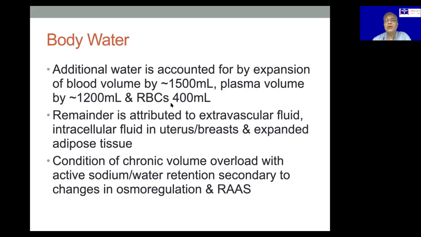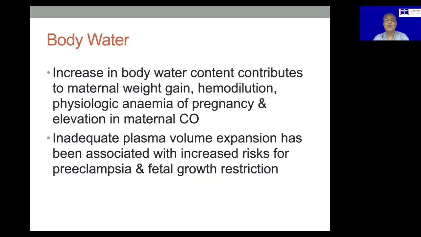The additional water is accounted for by expansion of the blood volume. The blood volume expands by about 1.5 liters, out of which the plasma volume is 1200 ml and the RBC volume expands by just 400 ml. The remainder of the body water is attributed to extravascular fluid, intracellular fluid in the uterus, breast, and expanded adipose tissue. The condition of chronic volume overload with active sodium and water retention is secondary to changes in osmoregulation and in the RAAS, the renin-angiotensin-aldosterone system. The increase in body water content contributes to maternal weight gain, hemodilution, physiological anemia of pregnancy, and elevation of the maternal cardiac output.